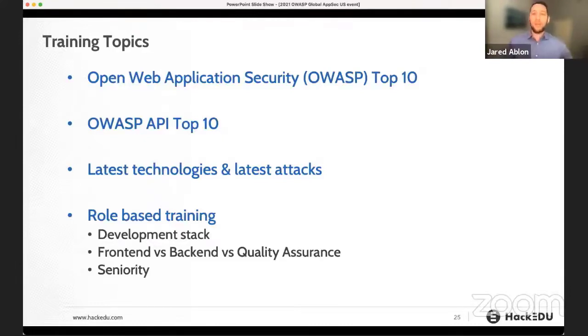And then lastly here, using role-based training. So training for particular roles. So front end might be taking different training than back end. QA might be taking different training as well. There's usually a lot of overlap, but sometimes there are specific things for specific roles, as well as seniority, right? Someone who's new out of college might have very different training than someone who's been developing for 20 years. So you want to have a variety of training to be able to accommodate your whole development team.